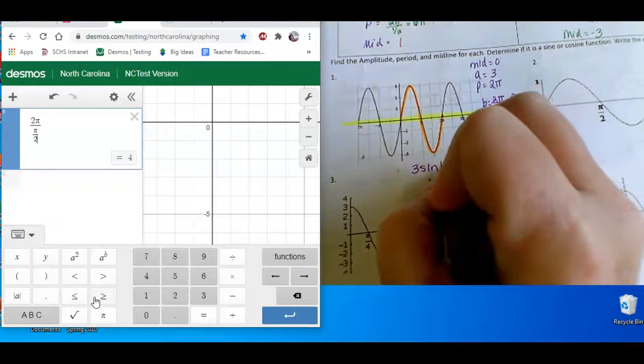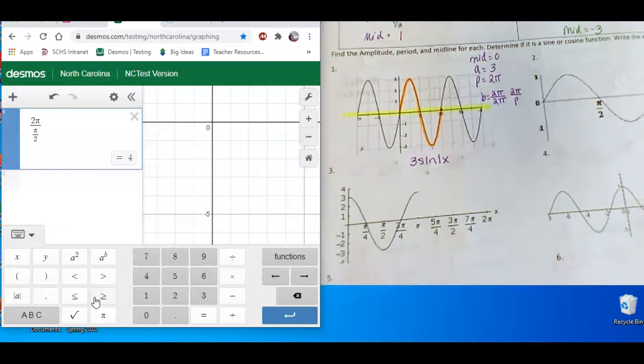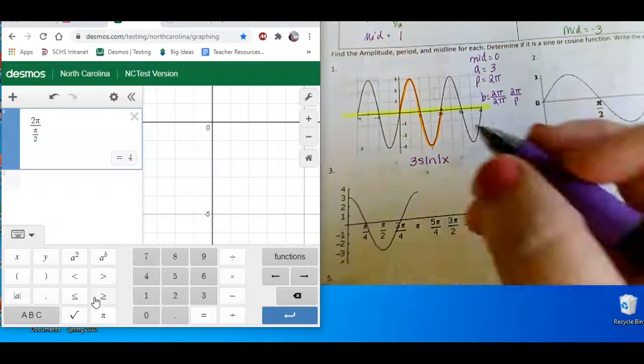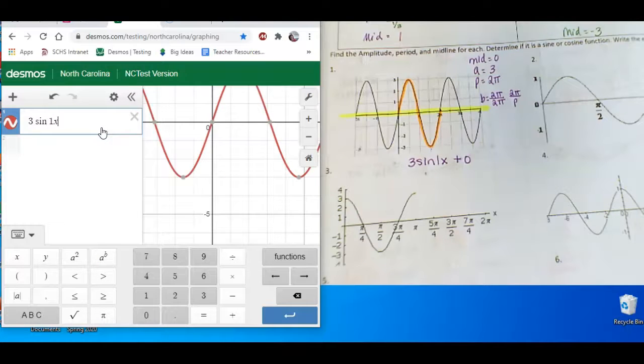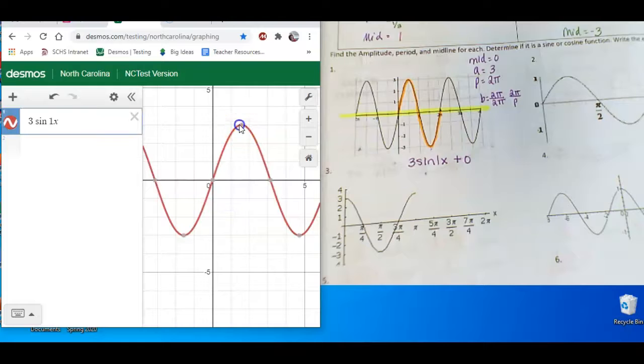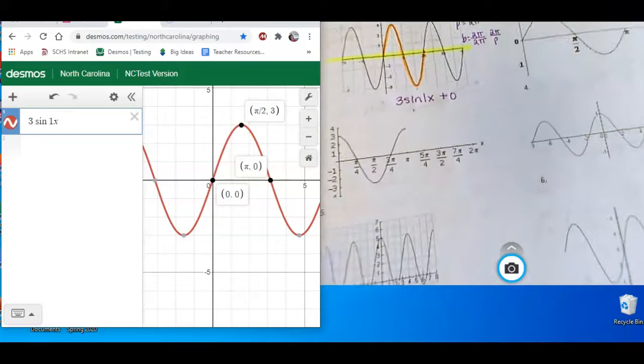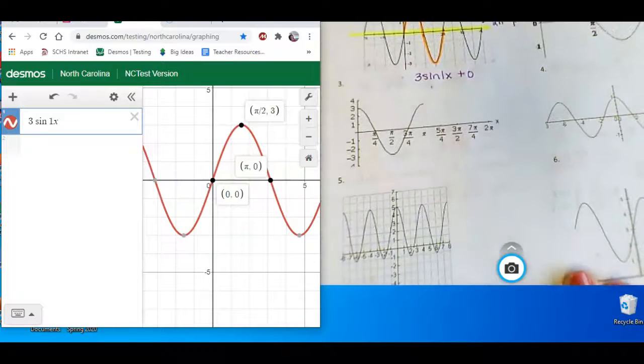The x always goes beside the B or the period. And then midline goes at the end. Okay? You don't have to put the 1 there. You can just leave it as an X. If you wanted to check, did I do that right? You could do it like that, and then look at the graph and see if important points match up. And it looks like it does. Okay. We'll skip down to 3 for a second, and then we'll come back to some of these others.